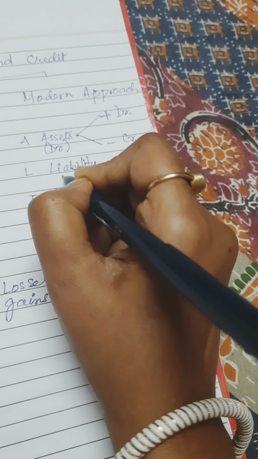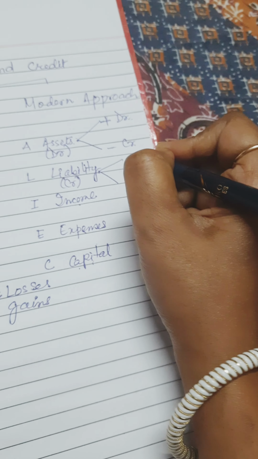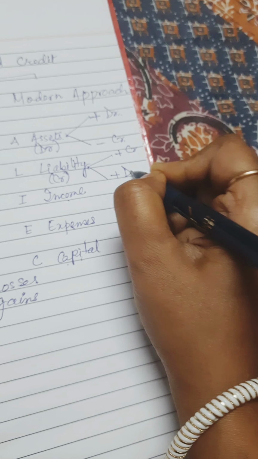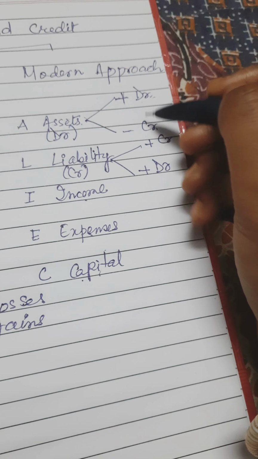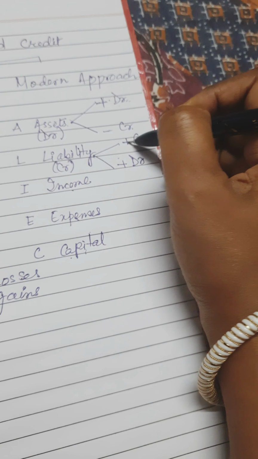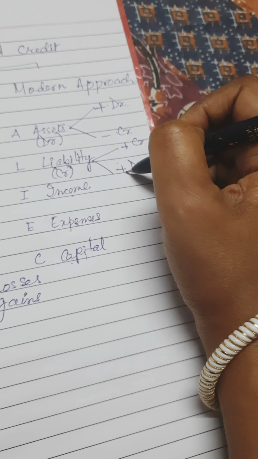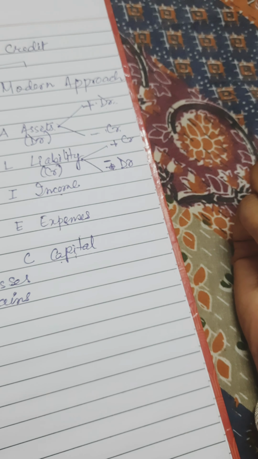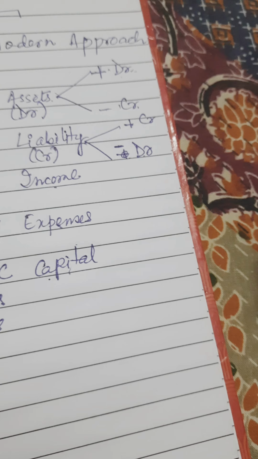Liabilities is just the opposite. It has a credit balance. So if there is an increase, it will be credited. If there is a decrease, it will be debited. So it is just the opposite of this one. Increase is debit here, increase is credit here. Decrease is credit here, decrease will be debited here.